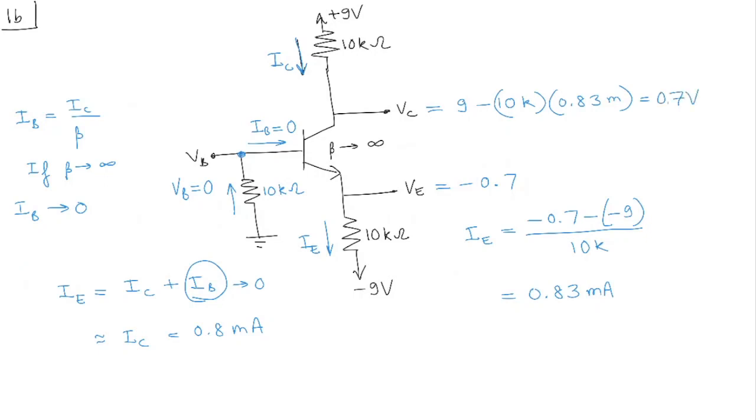So that's our solution to problem 1b. And you can check for the active mode assumptions. Now you can see that here the base collector junction is reverse biased, isn't it? The collector voltage is larger than the base voltage. So this is in active mode, and that's what we have been assuming throughout.